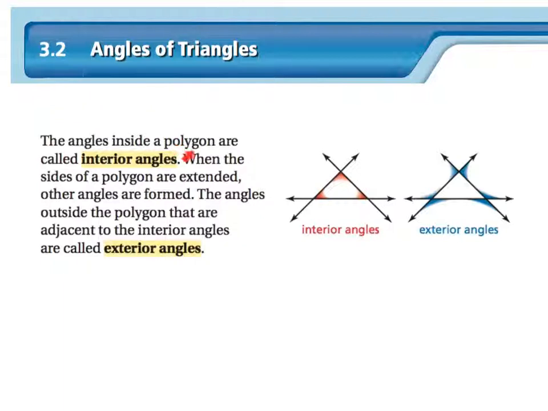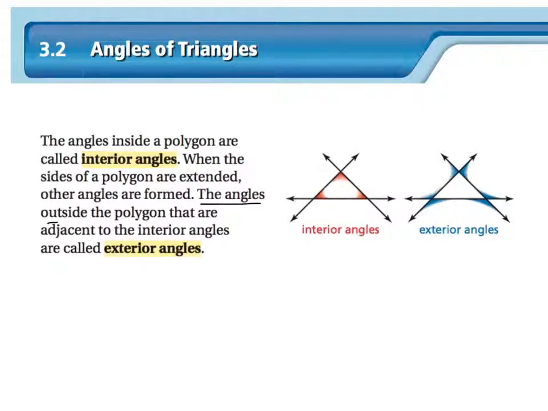Now the angles inside a polygon, represented here in red, are interior angles. When the sides of a polygon are extended, other angles are formed. Notice we have a triangle, but we extend those sides to make exterior angles. Now, exterior is outside, but make sure you understand this definition.